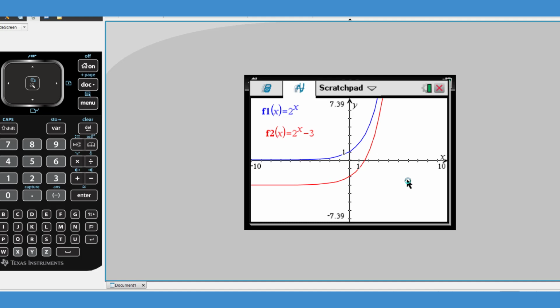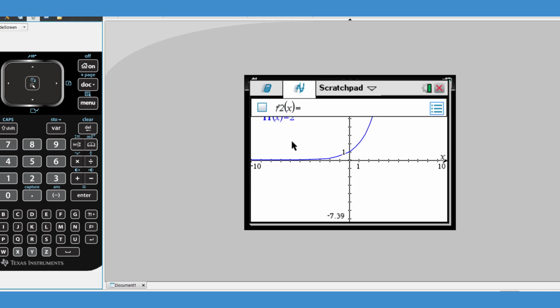The other thing you have to keep in mind when graphing or identifying these graphs is that if we have a vertical translation, the horizontal asymptote is also moved with the translation. So now the new asymptote would be y equals negative 3. You just need to be aware of that.